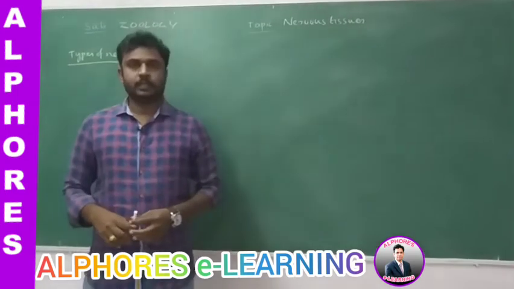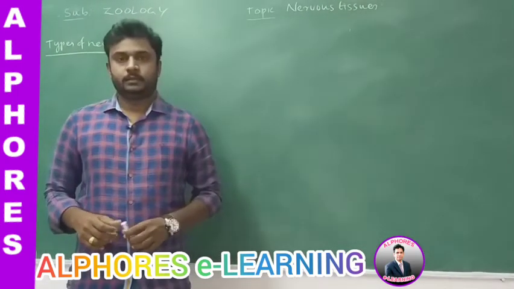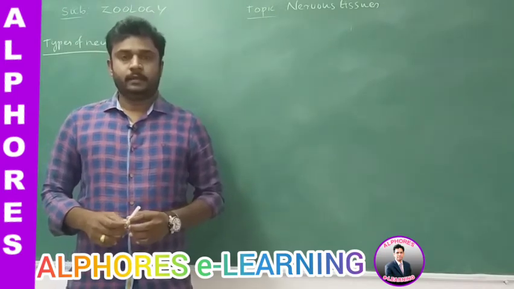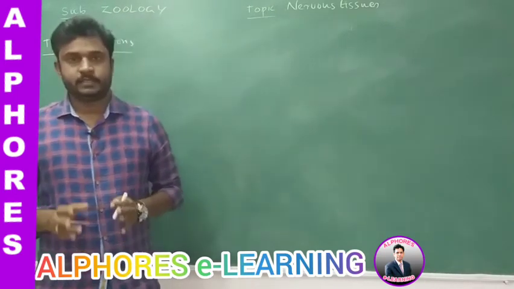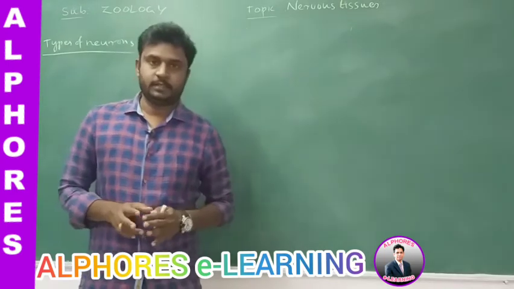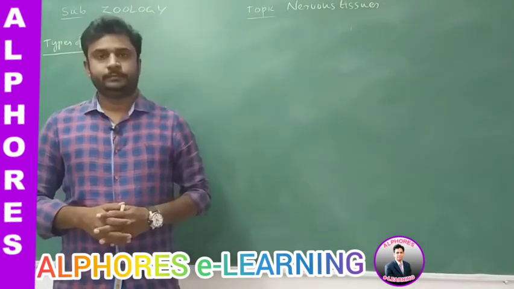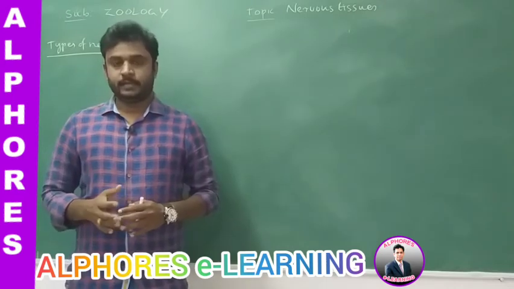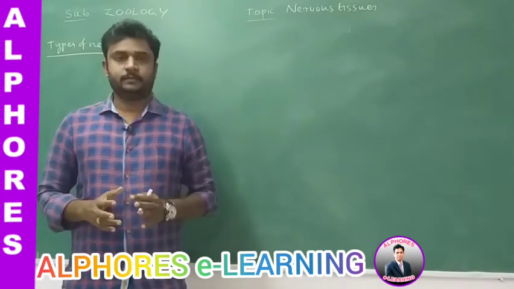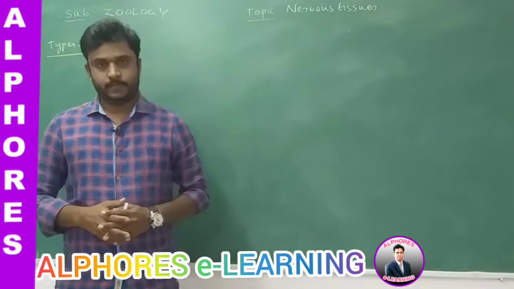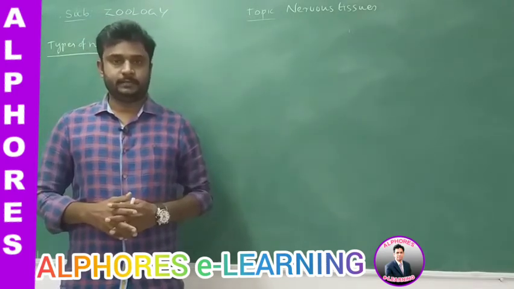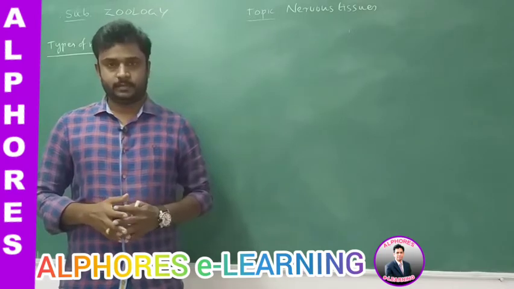Welcome to online classes. Today's topic is nervous tissues. Yesterday we completed the structure of the neuron and the structure of the multipolar neuron. Next, types of neurons based on the number of processes. We know that processes like dendrites and axon, one axon and many dendrites.